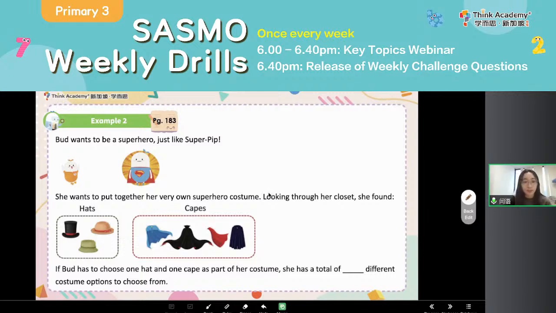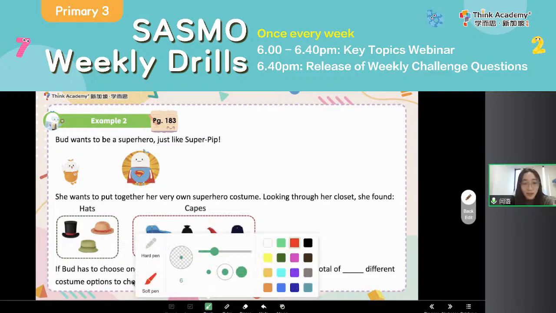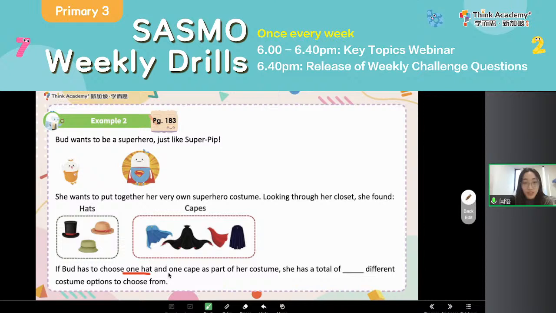Okay, let's have a look. Bud wants to be a superhero, just like a super pig. She wants to put together her very own superhero costume. Looking through her closet, she found some hats and some capes. If Bud has to choose one hat and one cape, okay, please underline the keyword, one hat, one cape, as part of her costume, she has a total of different costume options to choose from.